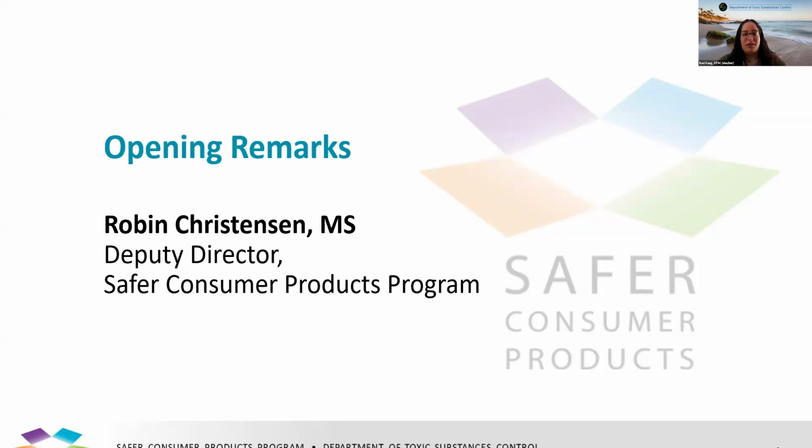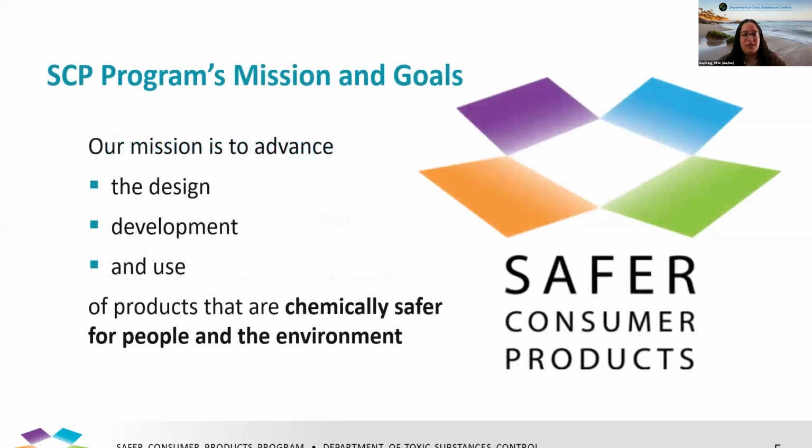Thank you, Robin. And again, welcome everyone. My name is Robbie Kang, and I'm an environmental scientist here at the SCP program. The mission of the SCP program is to advance the design, development, and use of products that are chemically safer for people and the environment. And we do this by implementing and enforcing regulations. We regulate consumer products that are sold, distributed, or manufactured in California. However, pesticides, pharmaceuticals, medical devices, and food do not fall within the jurisdiction of our program, even though they can be considered consumer products.